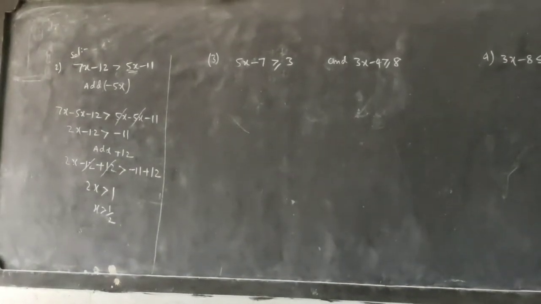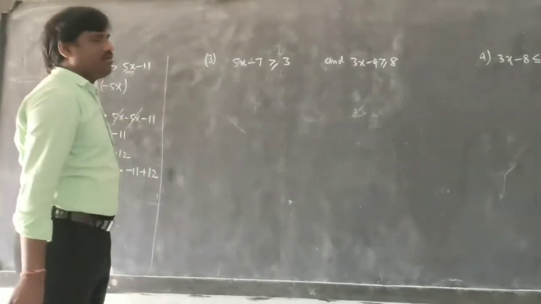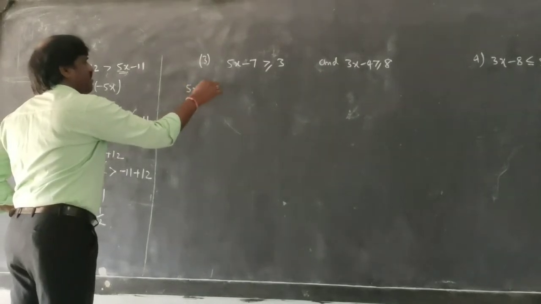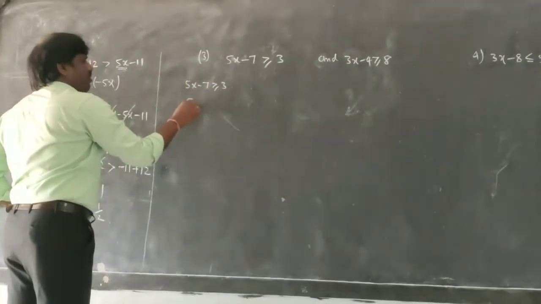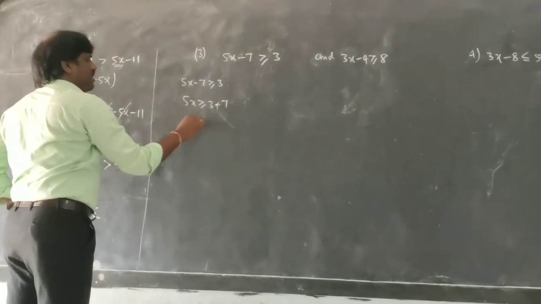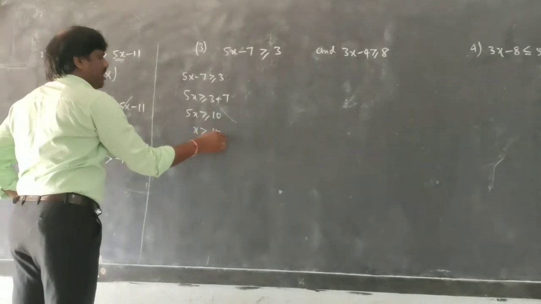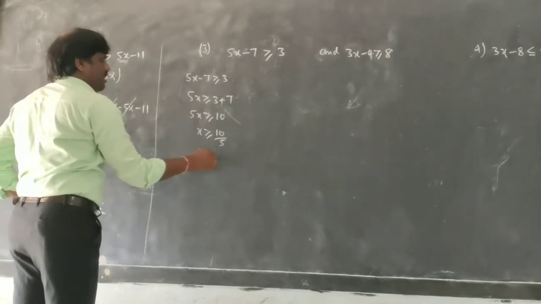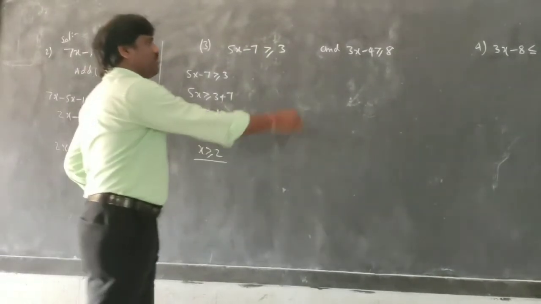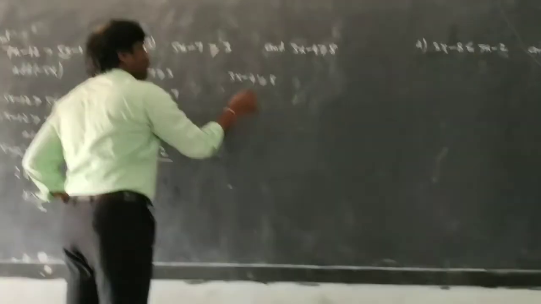Let us see the next question. See this question here, you have the greater than or equal to symbol. Okay, let's solve this first one. 5x minus 7 greater than or equal to 3. 5x greater than or equal to 3 plus 7. 5x greater than or equal to 10. Then x greater than or equal to 10 by 5. Then x greater than or equal to 2. Okay, now let's see this one. 3x minus 4 greater than or equal to 8.